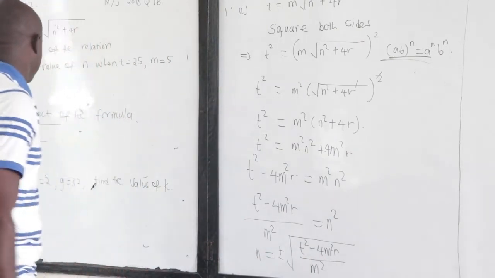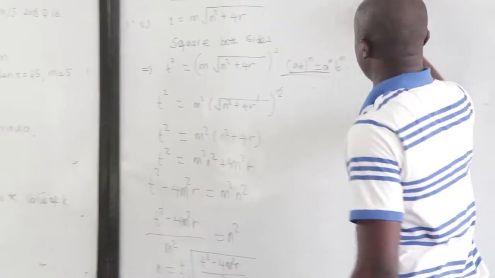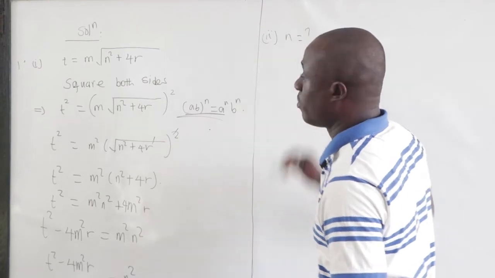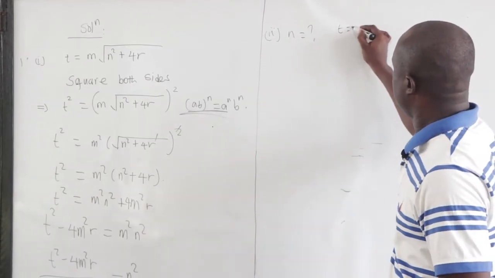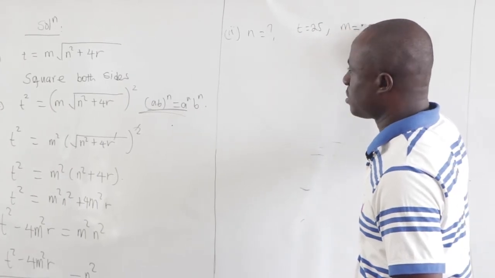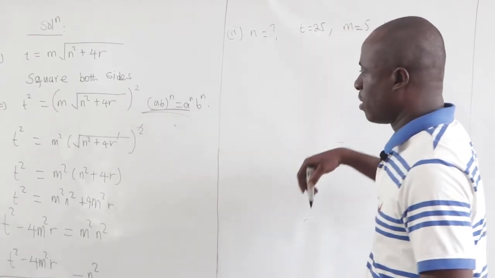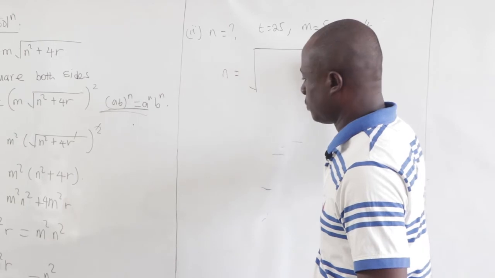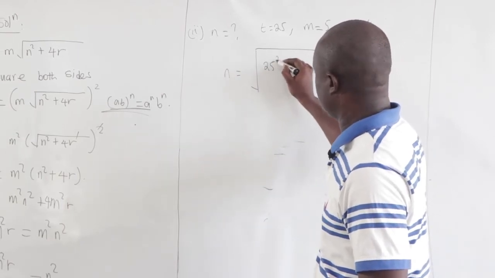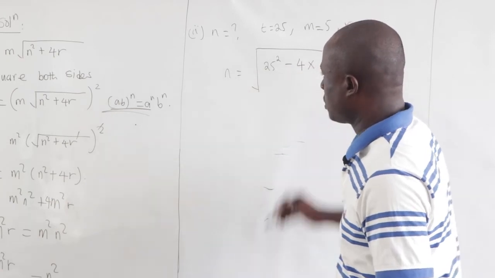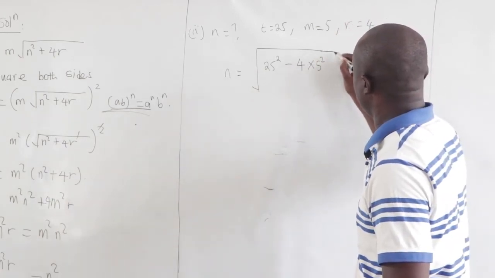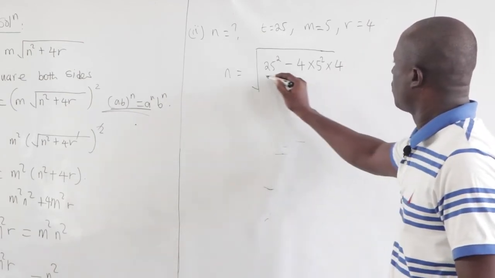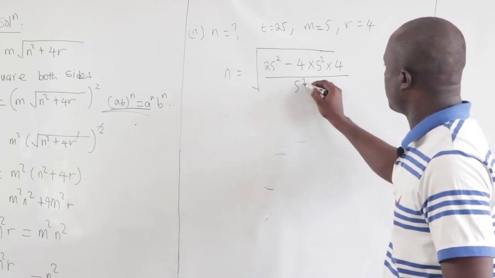Now the second one is saying that we should find a positive value of n. We don't know n, but we know t. T is 25, m is 5, r is 4. Substituting, we get n equal to positive square root of t squared, so 25 squared, minus 4 times m, that is 5 squared, times r. What is r? R is 4. All over m squared, that is 5 squared.